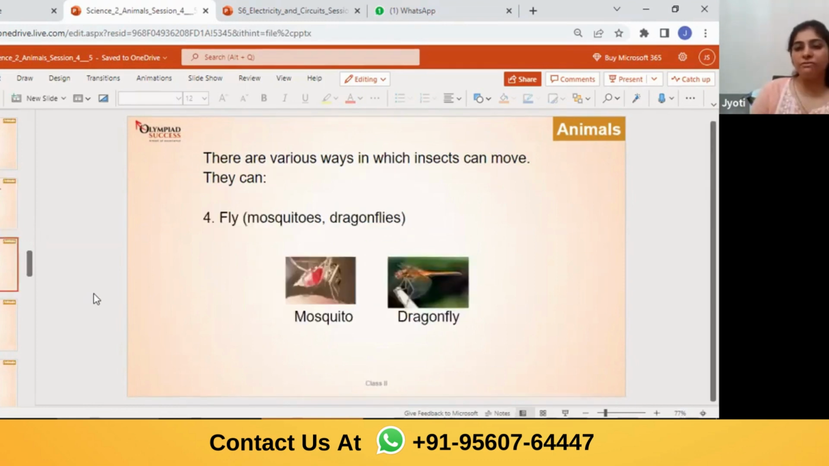So these are all the ways of locomotion of insects. Fly: mosquito flies, dragonfly flies.